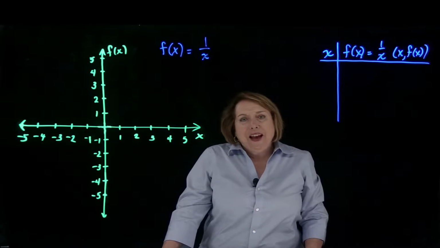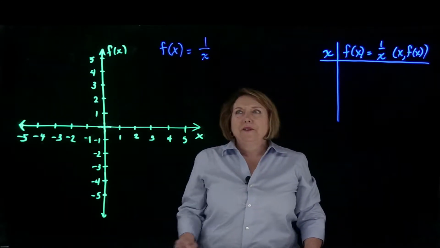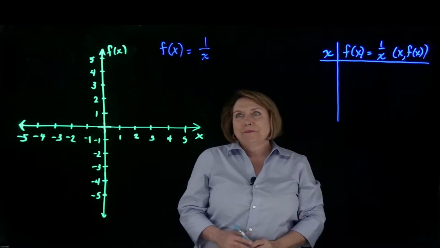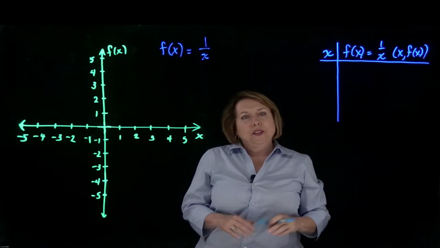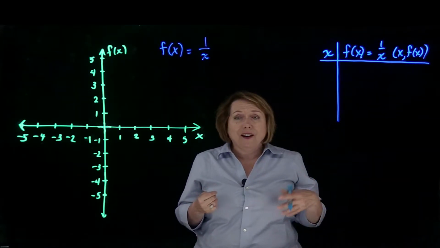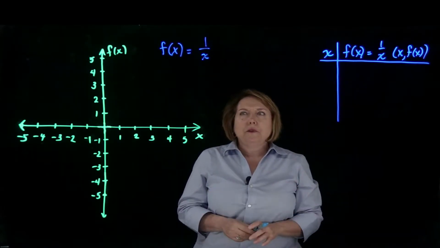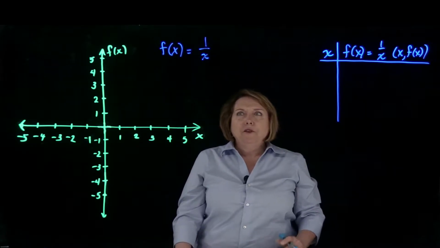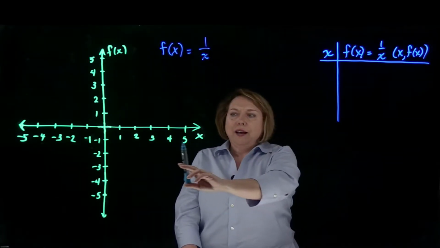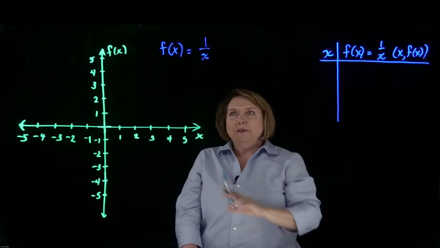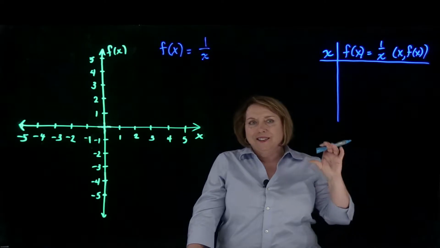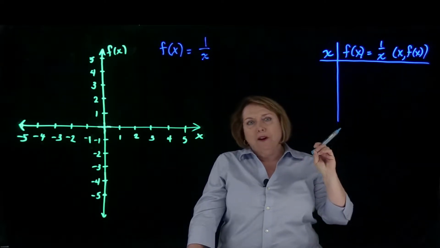Hi students, welcome back. We're going to graph another standard function, f of x equals 1 over x. This one will need a few more points. We've been getting by with 3 points so far, and let's do a few more because of the behavior of this function. When we let x be a value that's pretty large, because it's 1 over that x, it's going to get very, very small.